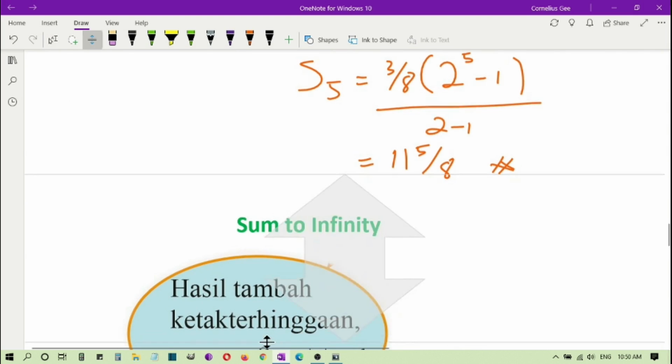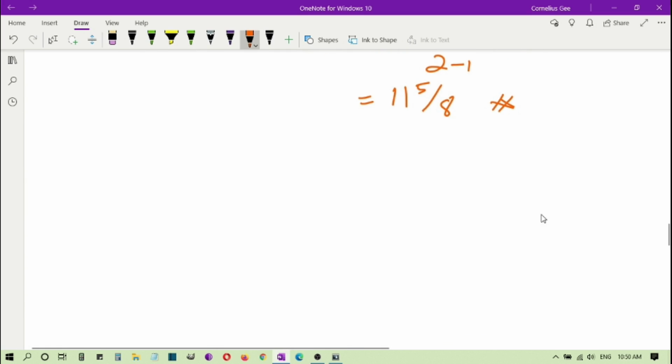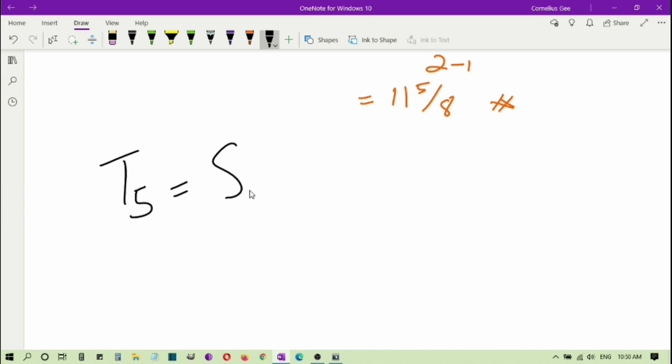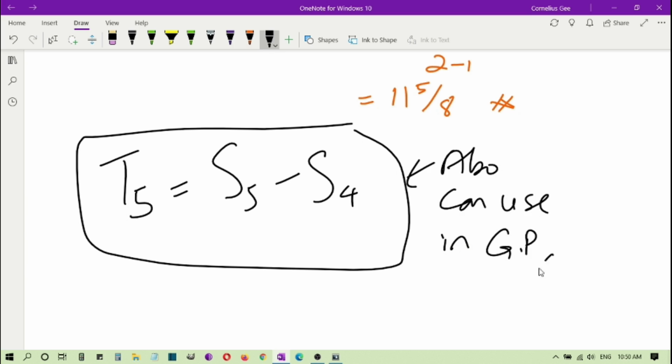Be aware that, like the example in arithmetic progression, where if I want to find the 5th term T5, in GP we can also use S5 minus S4. So this one you can also apply to geometric progression. I think you already know that.